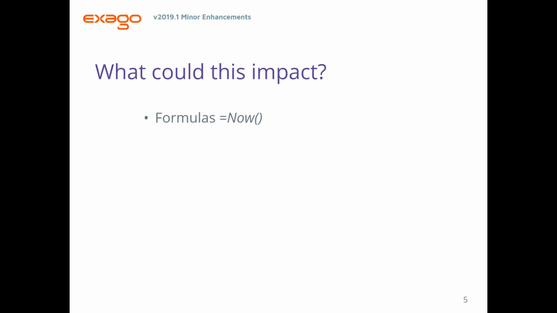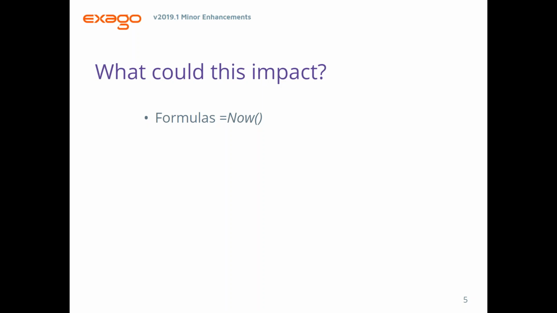So in Exago specifically, this can impact a lot of things. This can impact your formulas. So for example, if your user and your server are in a different place and the user uses the now function on a report, they're going to get a date time returned for the current time, but that's going to be based on the server.